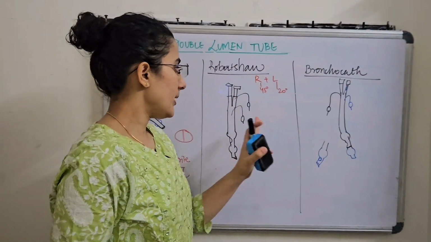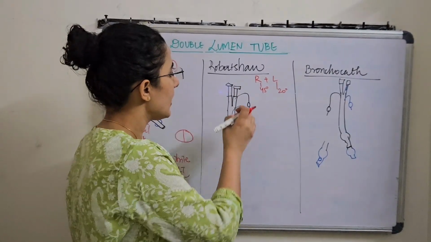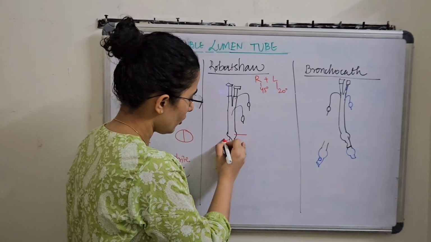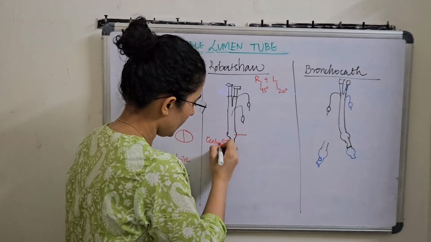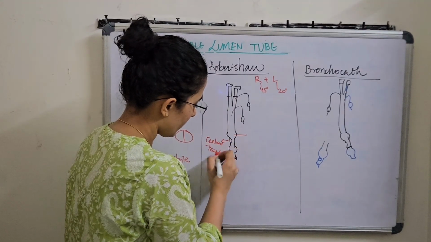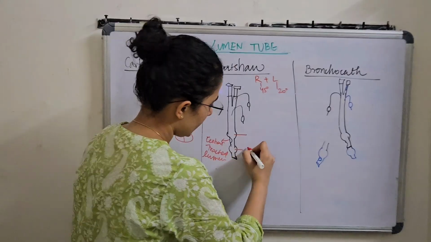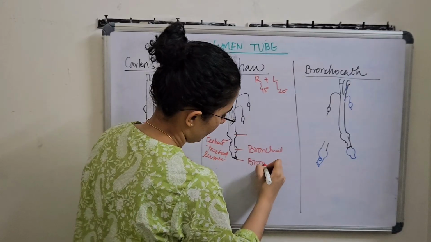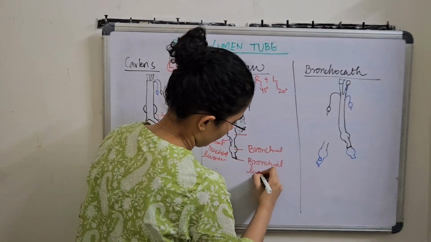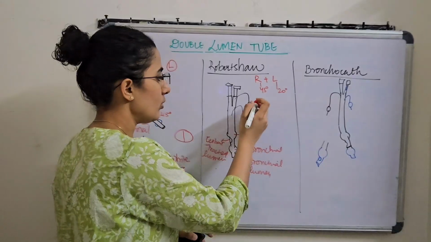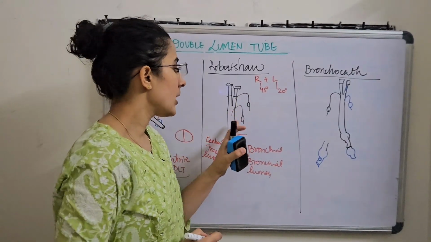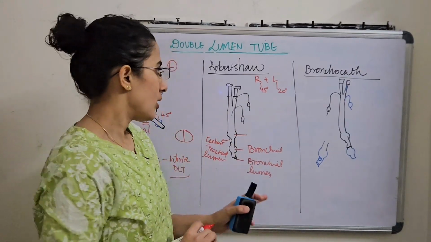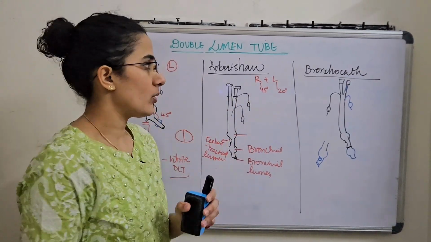A Robert Shaw double lumen tube looks somewhat like this on a gross scale. There is a central tracheal lumen with a tracheal cuff. This is the lumen for the central tracheal ventilation. This is the bronchial cuff with a bronchial lumen. The Robert Shaw tube also had two inflation tubes with pilot balloons, one for the central tracheal cuff and the second for the bronchial cuff. So this was the Robert Shaw's double lumen tube.